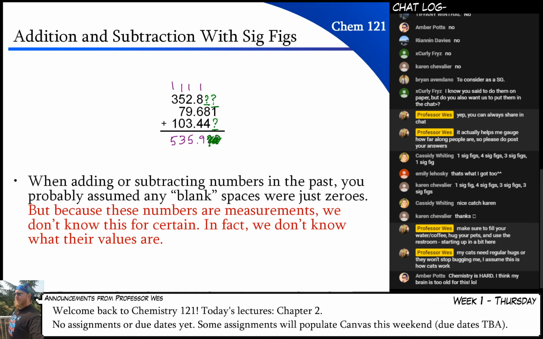Because if these are measurements and those numbers aren't written down, they're not significant figures. They could be any number. We don't know them. So when we do addition with significant figures, we have to consider this possibility and only report the numbers that we know for sure. Everything else gets rounded away. We don't get to keep it.